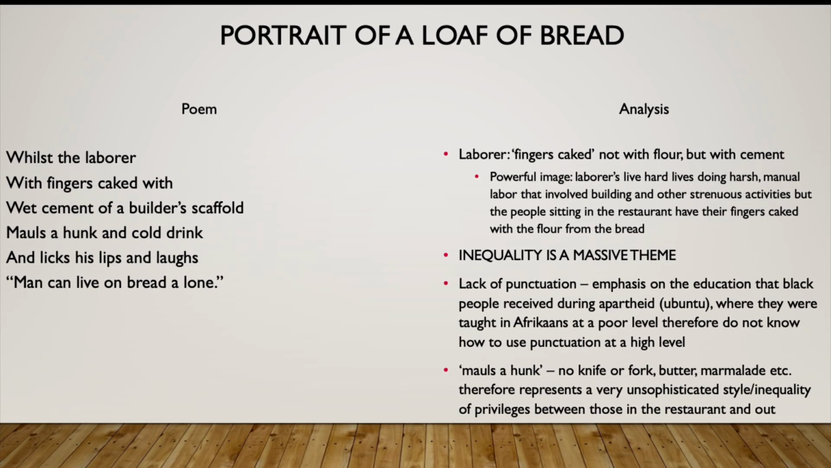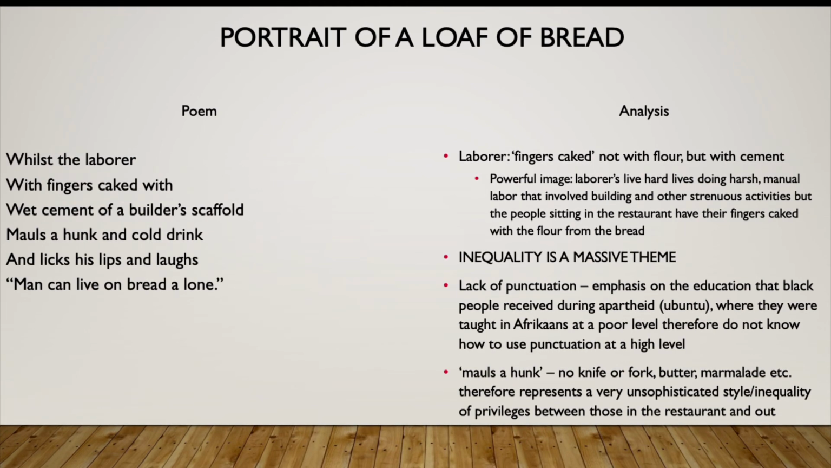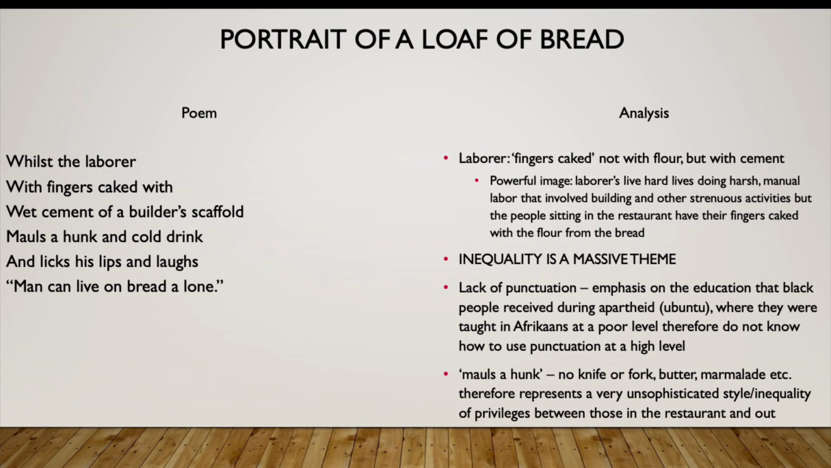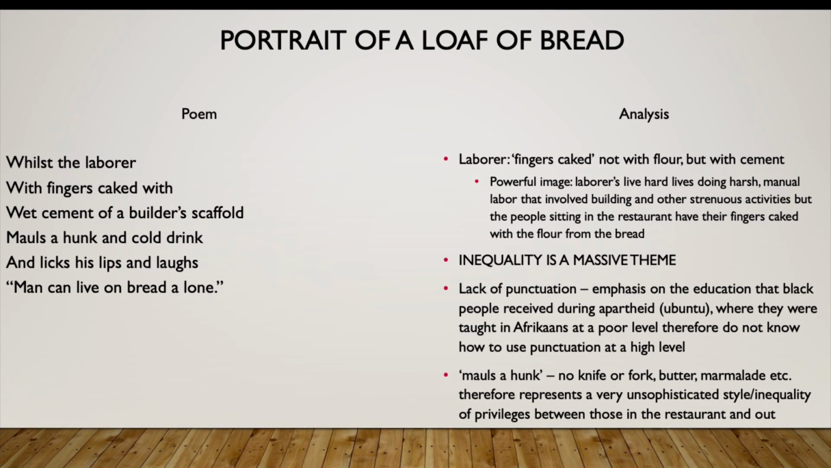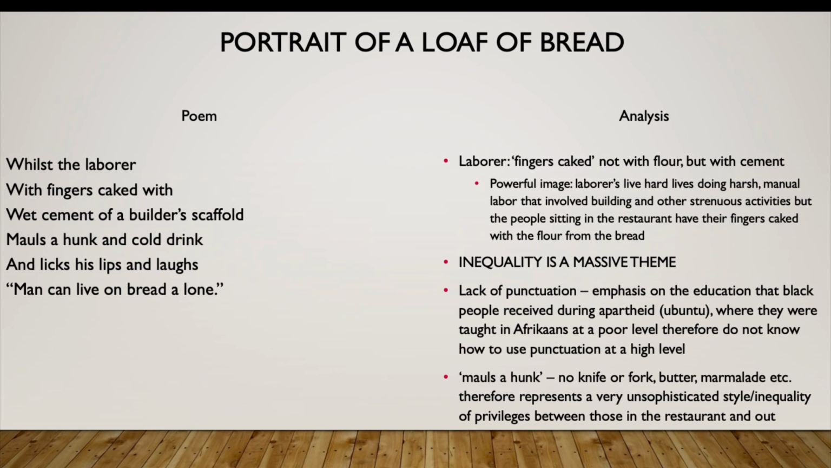So there is a lack of punctuation in this poem, which places emphasis on the education that black people or people of colour received during apartheid, where they were taught in Afrikaans at a poor level. Therefore, they don't know how to actually use punctuation at a high level because they first of all didn't understand Afrikaans and it wasn't taught as well as white people were taught. When it says that the labourer mauls a hunk, we can assume that there is no knife or fork, butter or marmalade. So it represents a very unsophisticated style of eating and emphasizes the inequality of the different privileges of those sitting in the restaurant and the labourer.